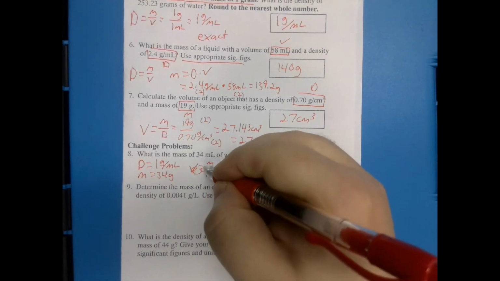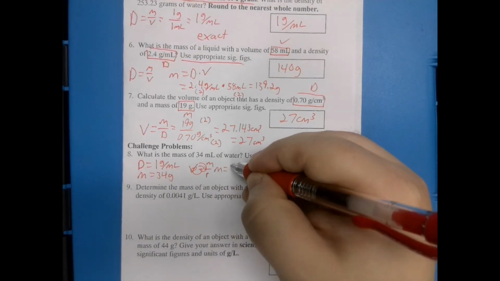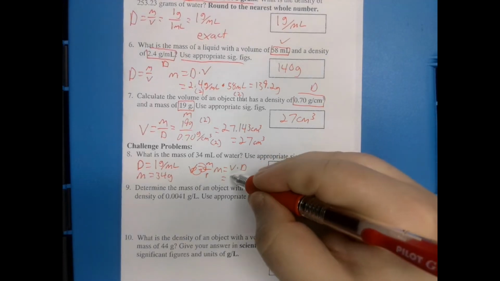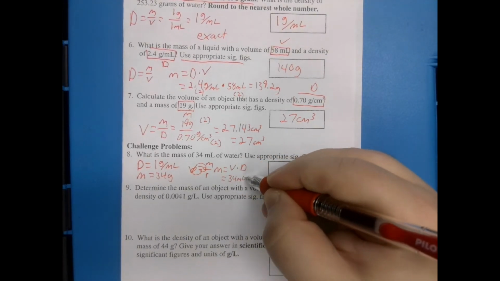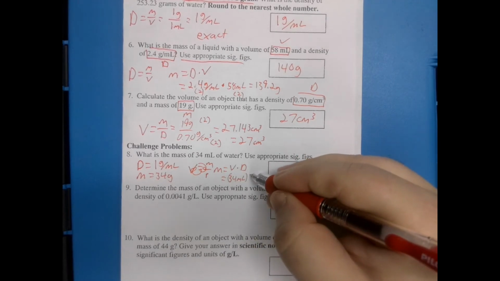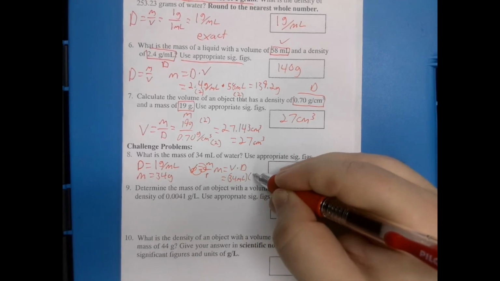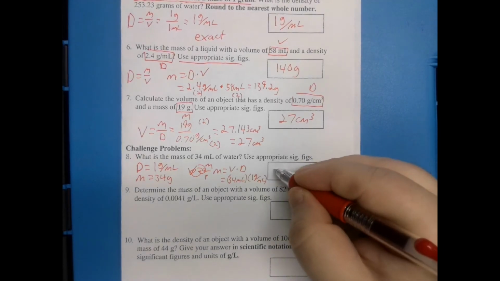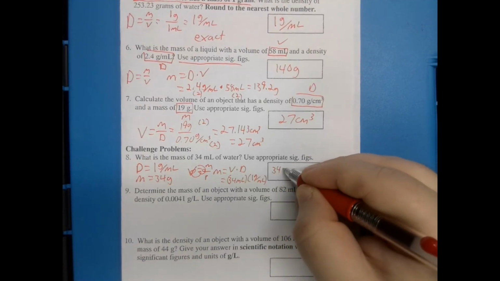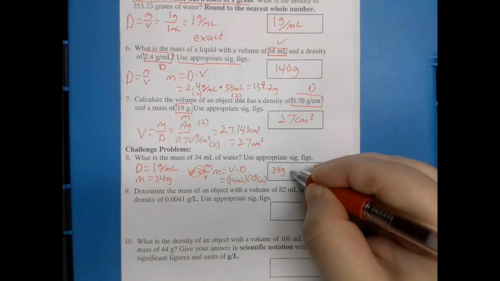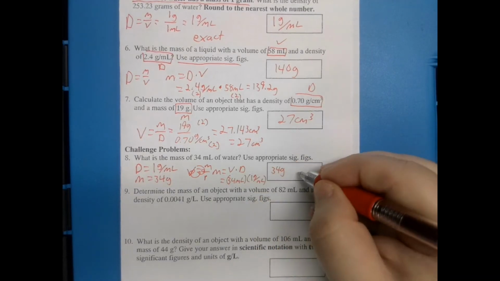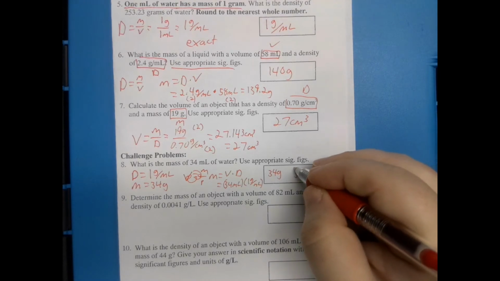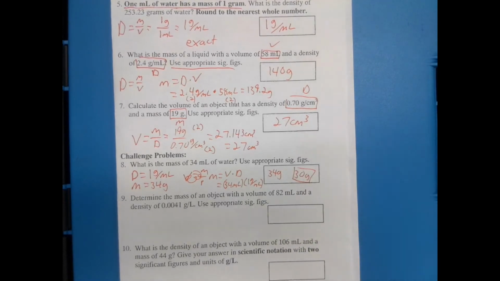no, we're solving for mass. Mass is equal to volume times density. So volume is 34 milliliters. Density is 1 gram per milliliter. So we get an answer of 34 grams. But putting appropriate figures on this would be 30 grams, technically, if you did appropriate significant figures.